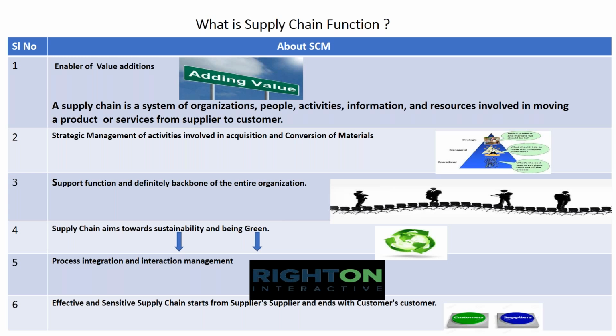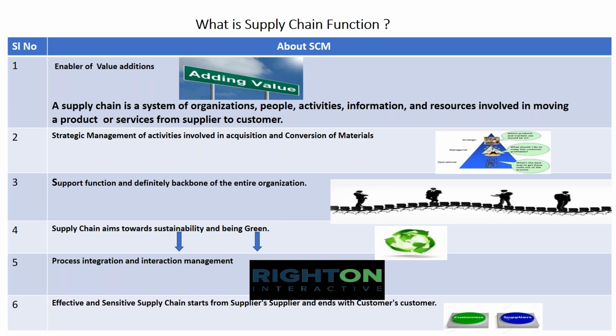Now the second thing is strategic management of activities which are involved in acquisition and conversion of materials. Now what is strategic management? I hope we are all clear what strategic management is. Strategic management is activities which are mainly once-in-a-lifetime activities, say for the next 5 years, maybe the next 7 years. Suppose you are going to have a business. Now you will decide what product you will be manufacturing, whether to outsource or have your own warehouse, what kind of machinery you will be having. So these are all strategic decisions. These are not tactical and operational decisions.